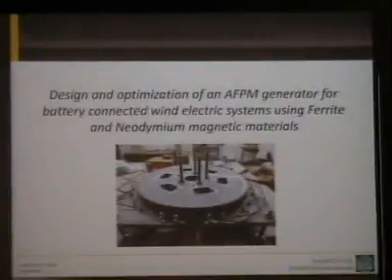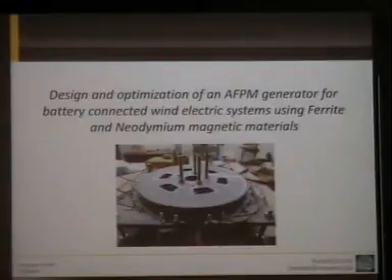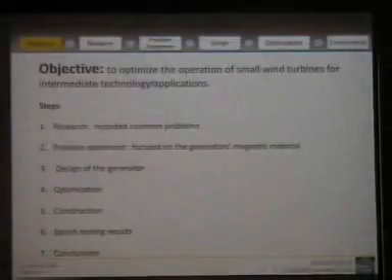Hello again. I will present you the design and optimization of an axial flux permanent magnet generator for battery-connected wind electric systems using ferrite and neodymium magnets. How do I change? You're supposed to go down. It's not working? No. Oh no! Come on. Sorry. Now it is.